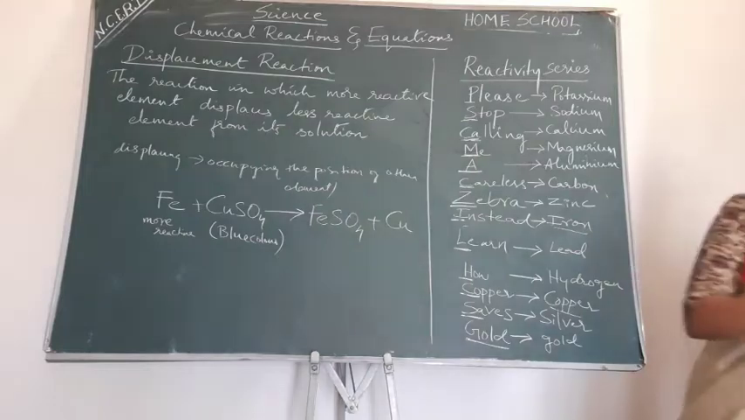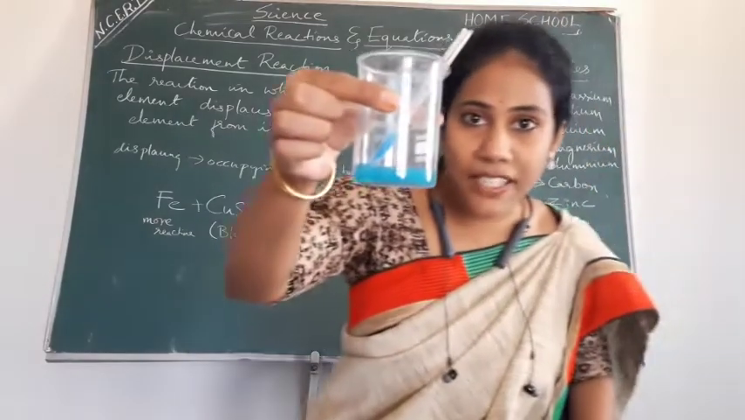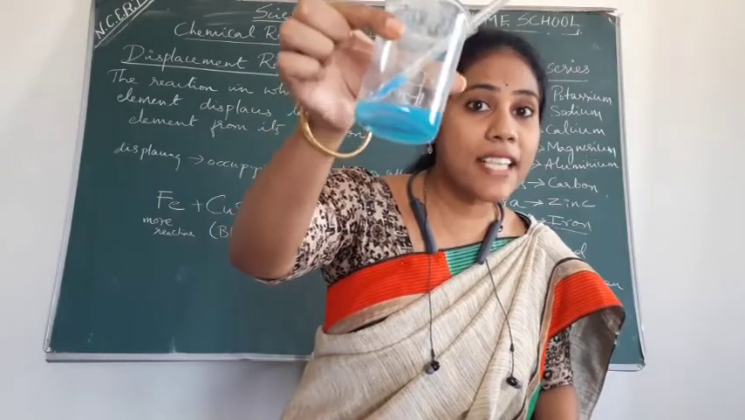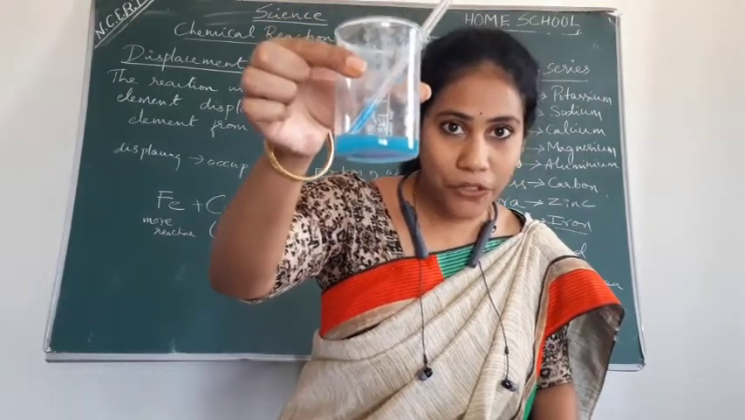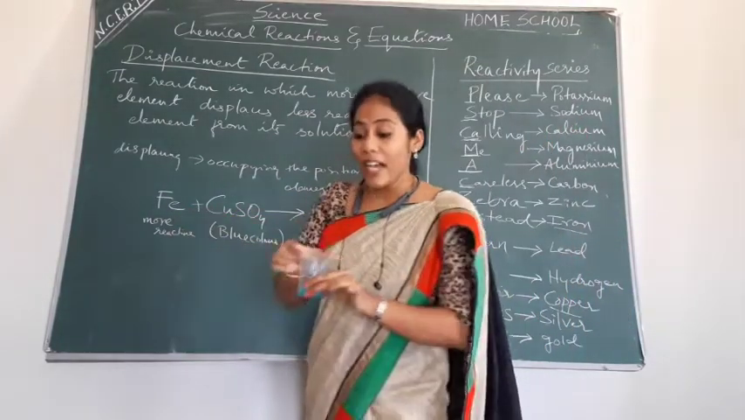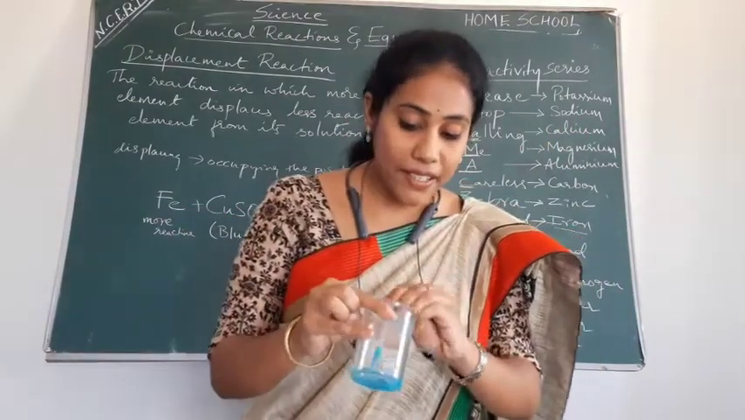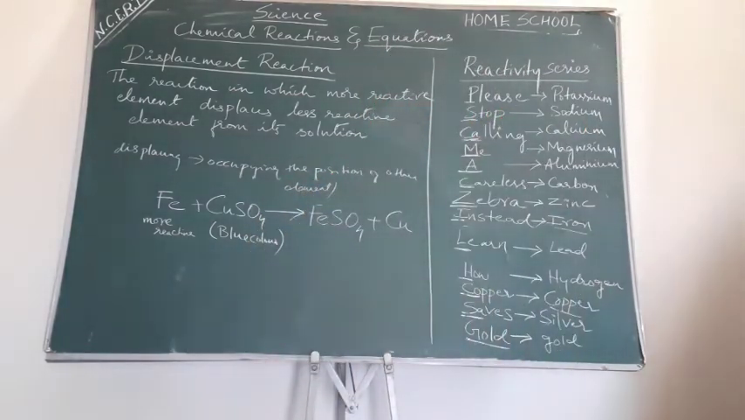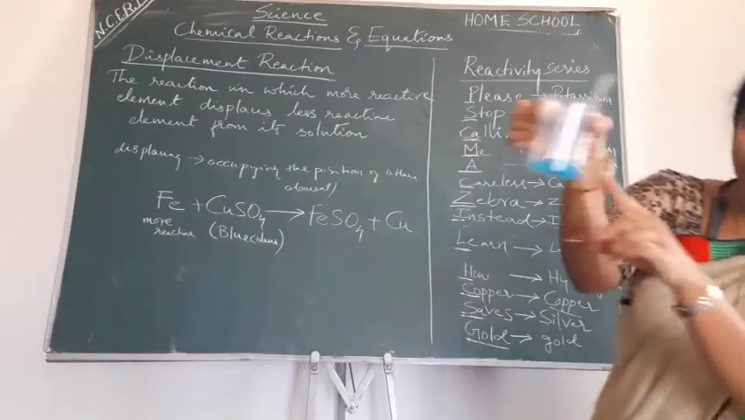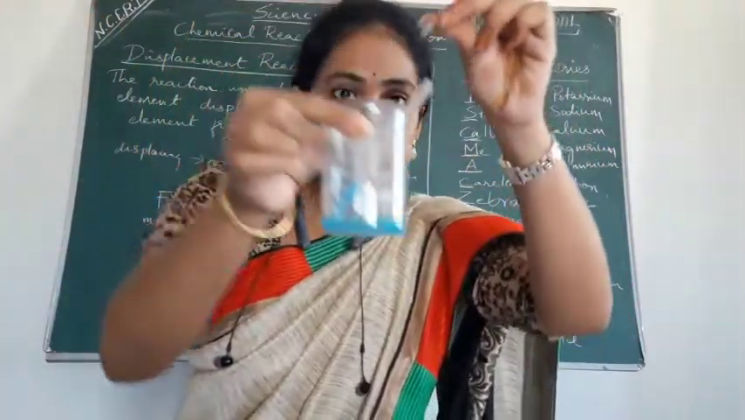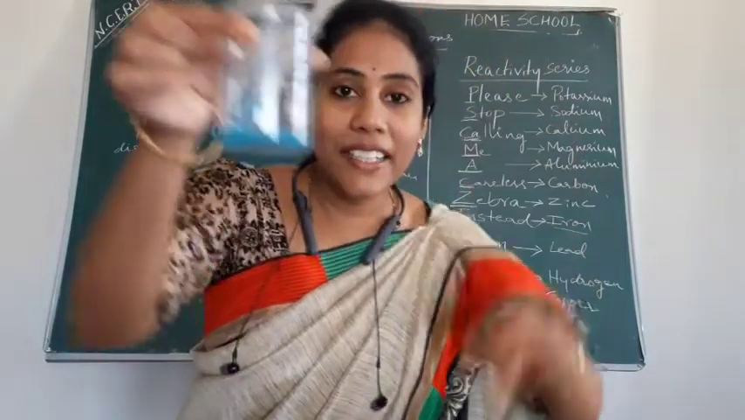See here, this is our copper sulfate solution. See, the blue color solution is there. And to the copper sulfate solution, what am I adding? Iron nail I am adding. See, iron nail is here. Okay, one more nail I will take. It's at the bottom, if you can observe. See, to this copper sulfate solution, I am adding iron nail.